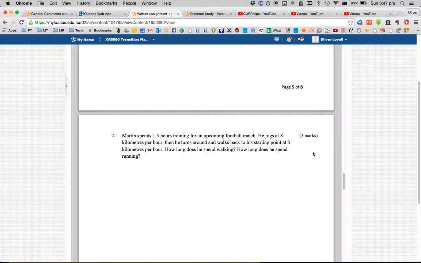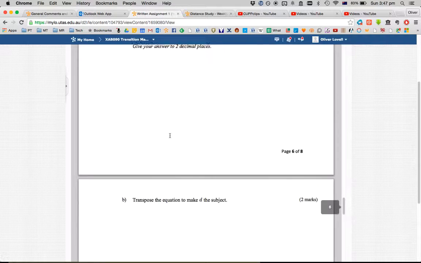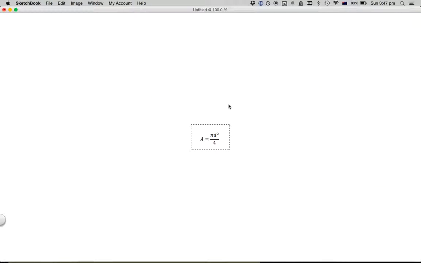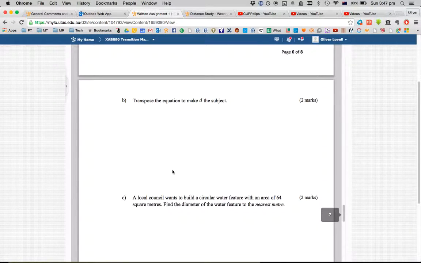Okay, what was the next thing I wanted to talk about? The next thing was question 8, part B. So in question 8, we had this equation, and in part B we were asked to transpose it to make D the subject.